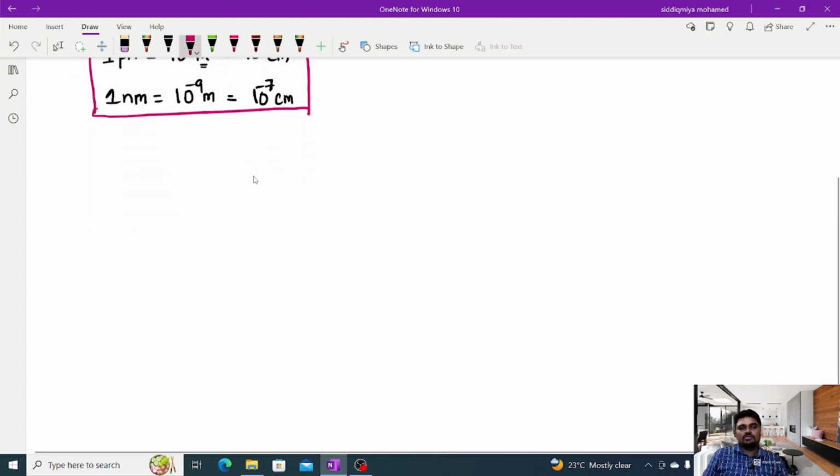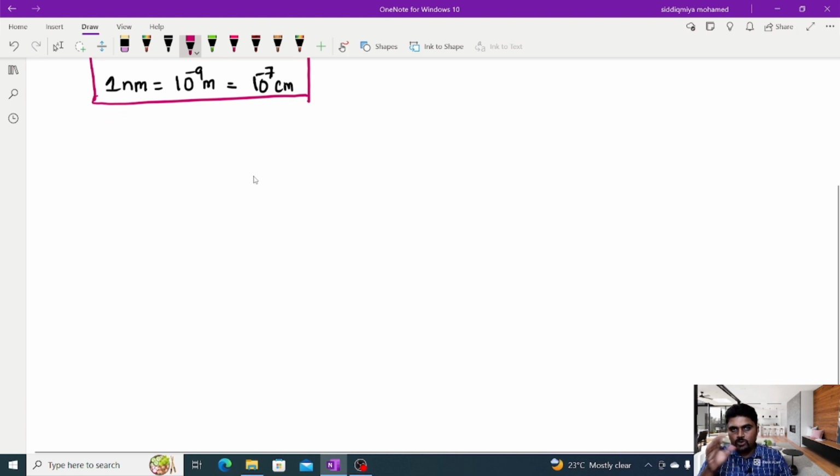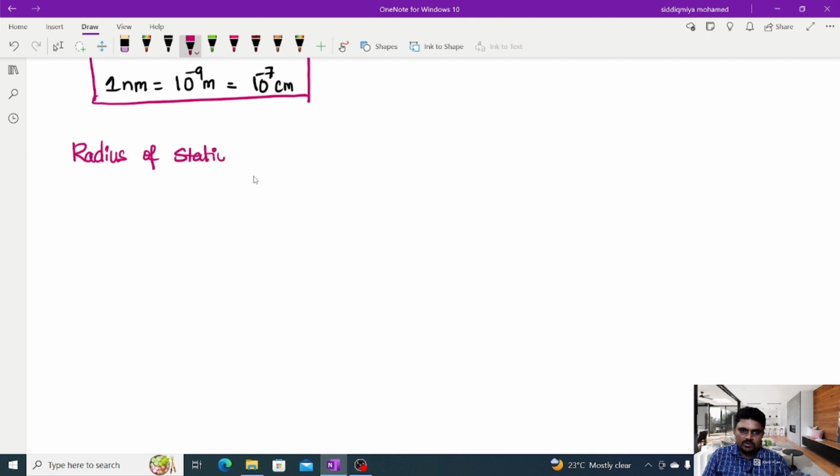So first I am going to teach you the radius of atom as well as energy of the orbit. I am going to teach you as differences, so you can remember it very easily. First I am going to teach you radius of stationary state. Radius of stationary state.